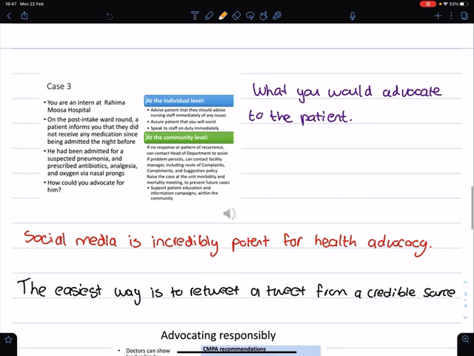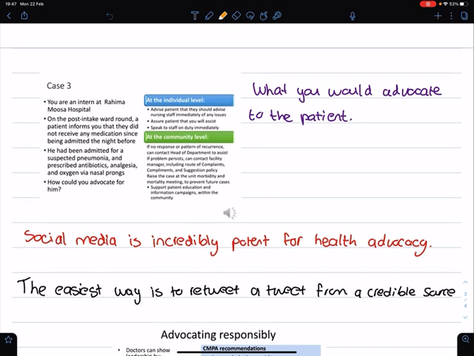Case 3: you are an intern in Rahima Musa Hospital. On post-intake ward round, a patient informs you that he did not receive any medication since being admitted the night before. He had been admitted for suspected pneumonia and prescribed antibiotics and a few other things. How could you advocate to him or for him?